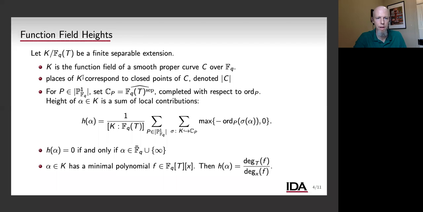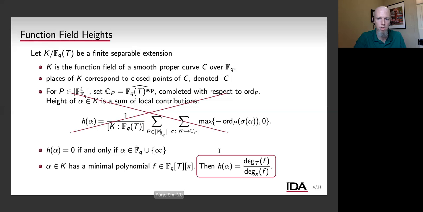The places of K, the valuations on K correspond to points of C, right? So given a point, you get the measure of vanishing of a function there, and that's what the valuations all look like, all right? This bullet is here for anyone who knows and has worked with heights of algebraic numbers. This is the local decomposition of the function field height. I'm not going to use that description. I'm going to use a different description of the height, which I'll describe in just a second.